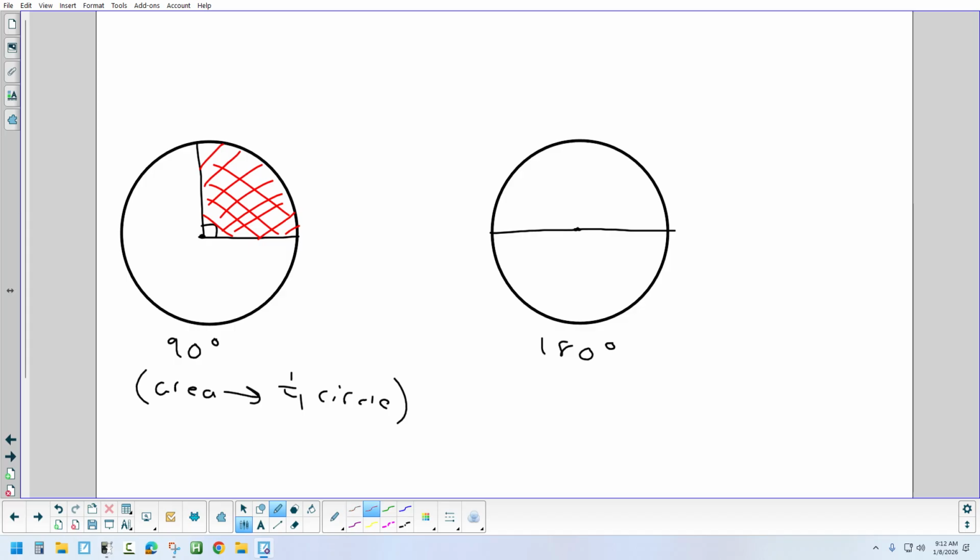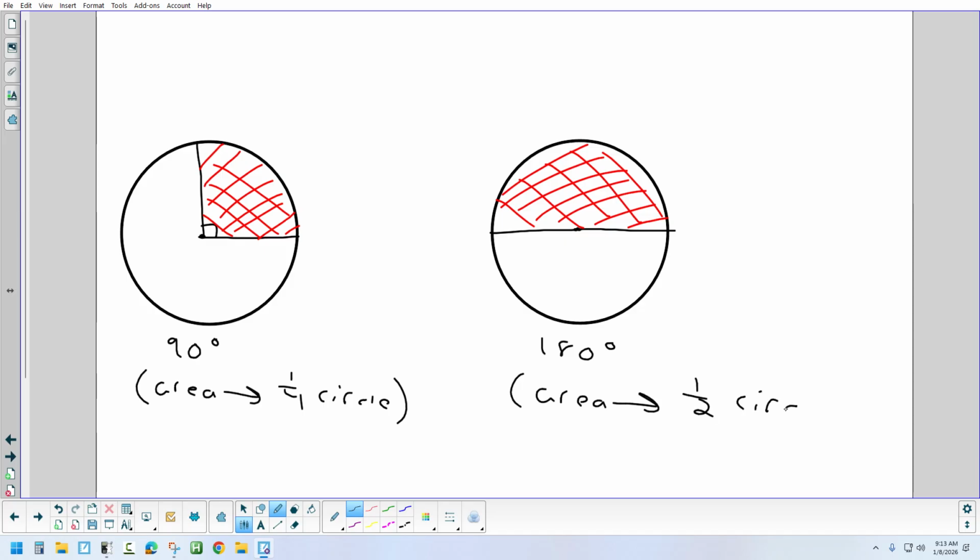And if I shade in the sector, it doesn't quite look like a piece of pizza anymore because it's gotten too big, but it's still the same idea. Okay. How much of the circle is shaded in when you have an angle of 180 degrees? Half of it. So area is half the circle. So to get from 90 to 180, I doubled the size of the angle. What happened to the size of the area when I doubled the angle? It also doubled.